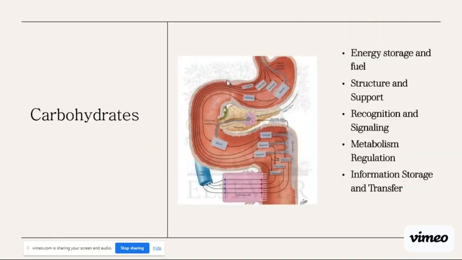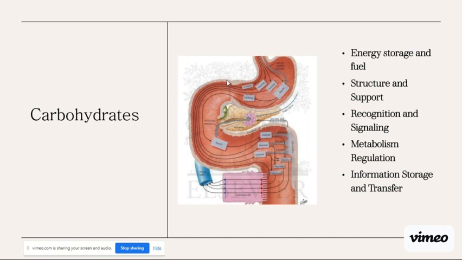Starting off with carbohydrates, for energy storage and fuel, carbohydrates like starch and glycogen can be stored in cells and broken down to provide an energy source for cells. For structure and support, complex carbohydrates like cellulose provide structure and support in plant cell walls.